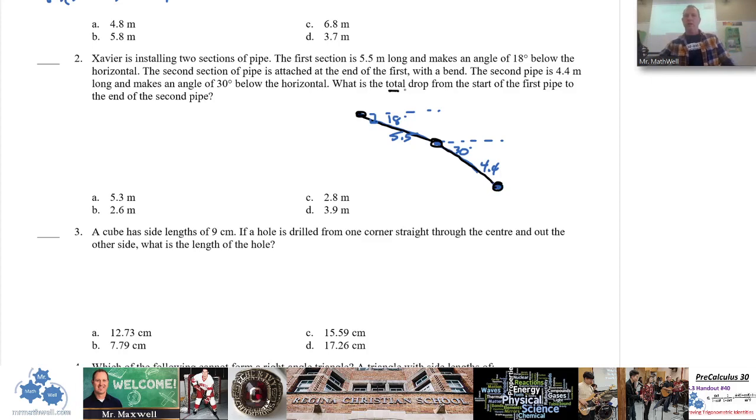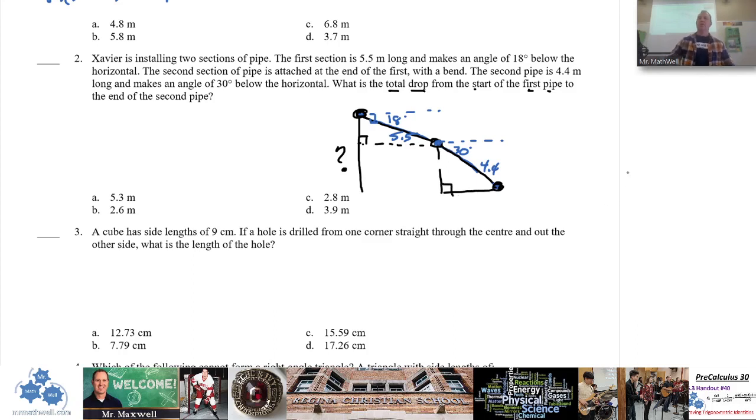What is the total drop from the start of the first pipe? So obviously these pipes are going kind of downhill, right? Or underground or whatever they're doing, maybe from the top of a building. So what's the total drop? So that means I want to know what is this right here, the total drop from the start of the first pipe to the end of the last one. And what you need to understand is that there's going to be two separate triangles here. So there's going to be this triangle that has a 90 degree because it's a straight drop down, so you can drop that down 90. And then there's going to be another triangle right here.